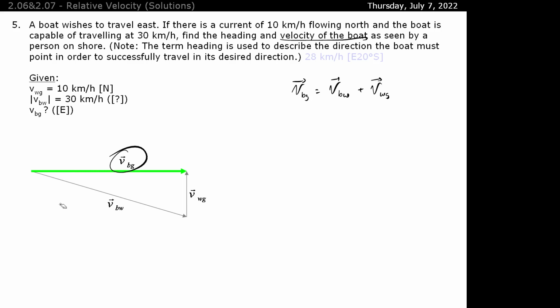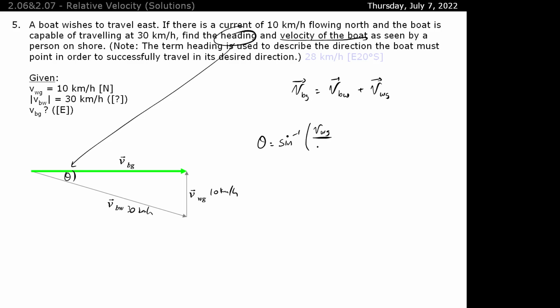Okay, so what do we know so far? VBW is at 30 kilometers per hour. VWG is at 10 kilometers per hour. So we know the opposite and we know the hypotenuse. All right, with that, we can figure out the heading, yep, the angle they must be traveling at. So let's do that first. Opposite, hypotenuse, to find the angle, we use sine inverse. Our opposite in this case over here is VWG, and our hypotenuse is VBW.